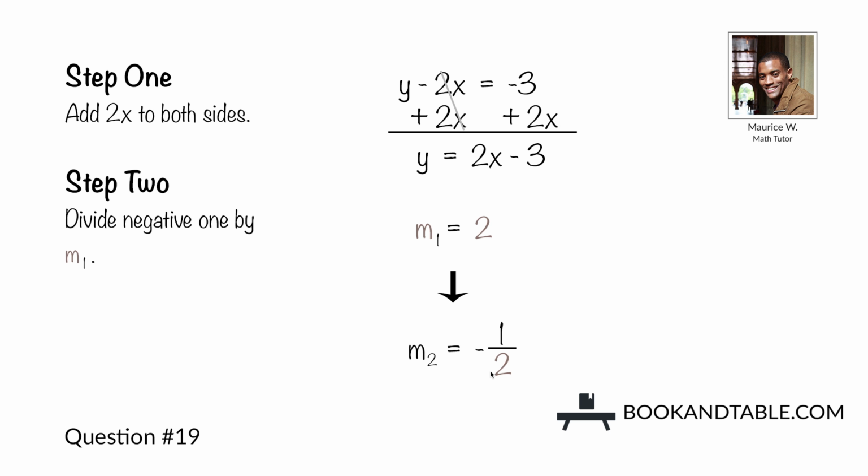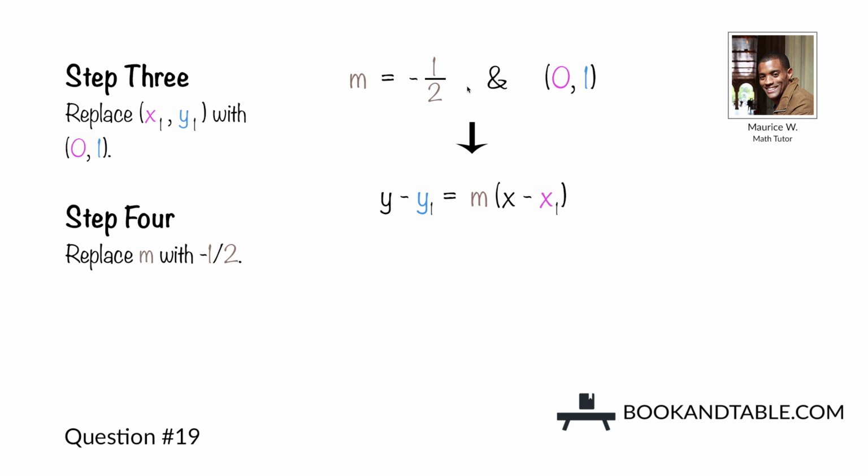So we're going to use this slope and the point that they tell us the line passes through, which is (0, 1), in the point-slope form to figure out the equation of this line. So step 3, replace x1 with 0 and y1 with 1. Step 4, replace m with negative 1/2.